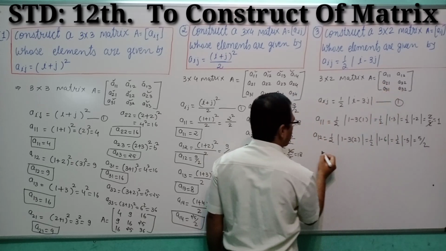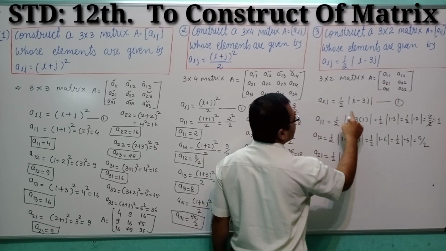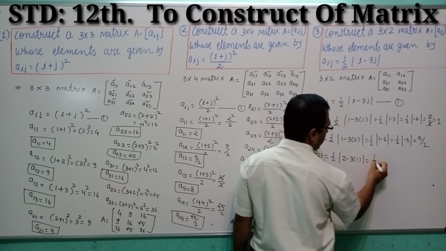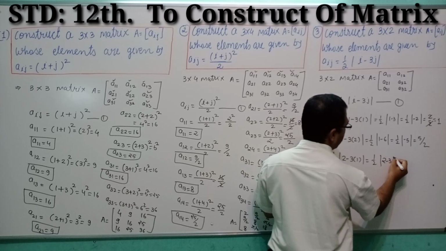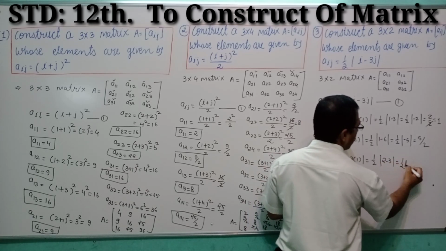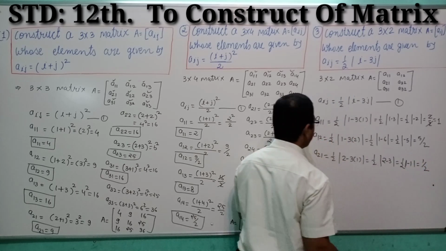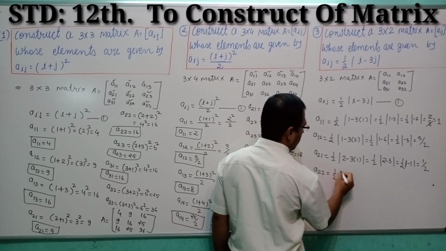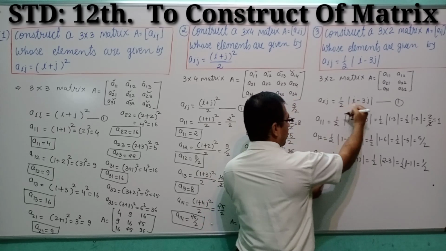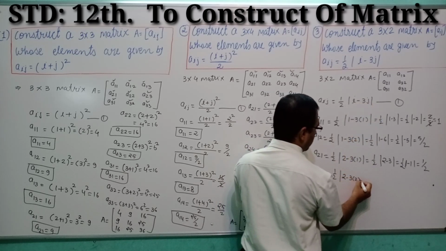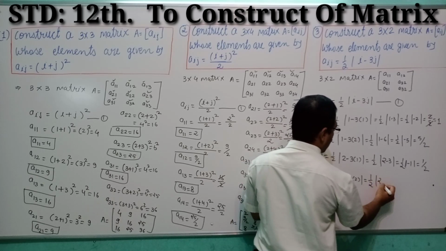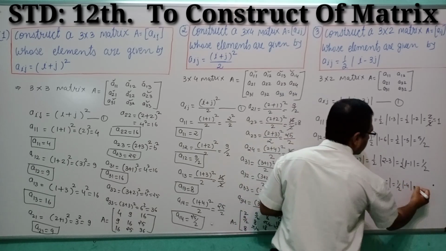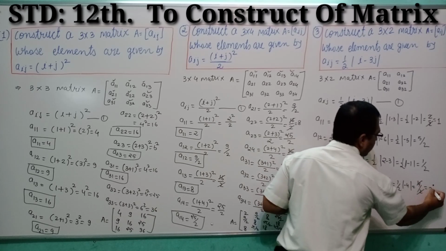Now we will find out A21. 1 by 2. The value of i is 2 and the value of j is 1. So 2 minus 3 into 1. 1 by 2, modulus of (2 minus 3). 1 by 2, modulus of minus 1 means 1 by 2. Next element A22. Right? So 1 by 2. Putting in this equation, the value of i is 2 and the value of j is also 2. So 2 minus 3 into 2. 1 by 2, 2 minus 6. 1 by 2, minus 4 in the modulus. So 4 by 2. Here we are getting 2.